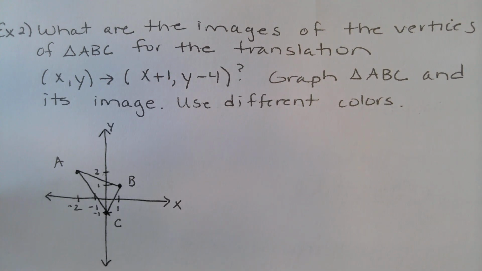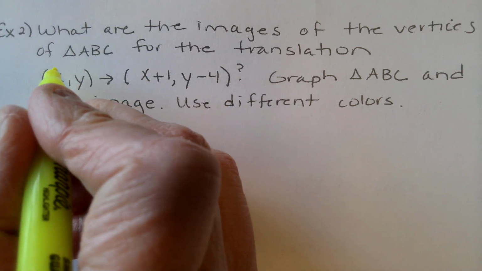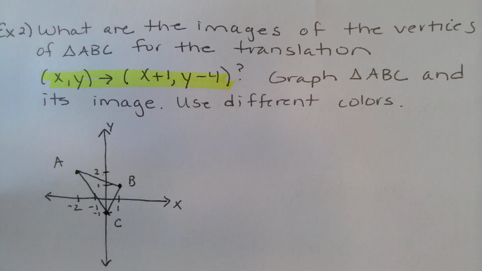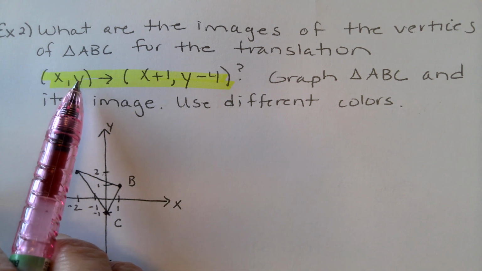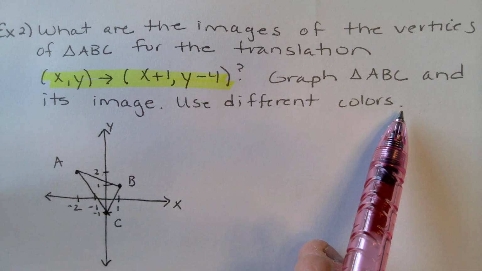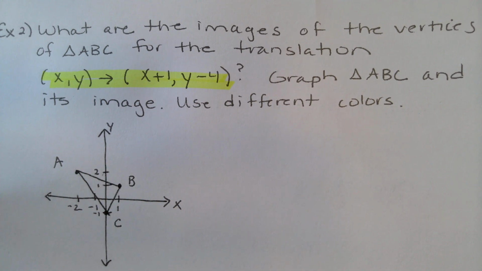So class, this is your rule, okay? This is like a rule. It tells you what to do with your X and your Y. So it's saying this is your pre-image, and if you put that through the rule, you're going to get your image. It's the similar thought of the function machine. So graph triangle ABC and its image, use different colors. Okay, so we have ABC right here. I do not have the points listed.